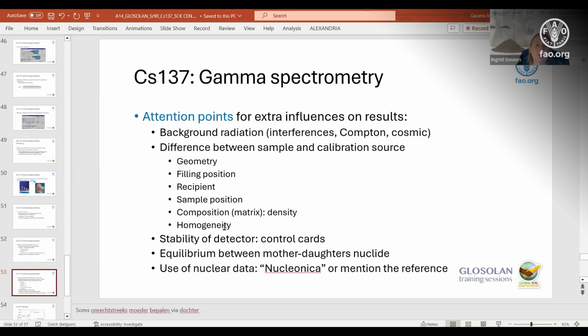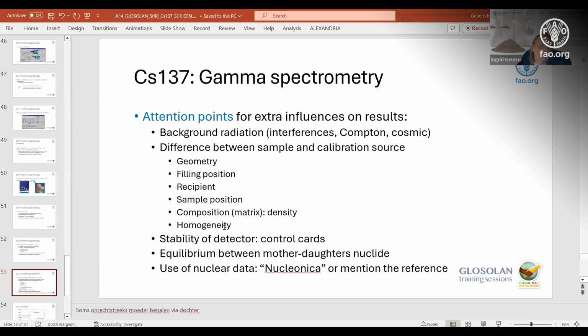The difference between sample and calibration source is important, so make sure that your calibration source is as close as possible to what your sample is. That means the geometry, the filling position even, so fill it in the same way, at the same position, in the recipient you're using, because that also has an influence. The sample position versus your detector, the composition: if you're not working with diluted liquid material, but concentrated material or even solid, be aware that your density has a big influence. And of course, the homogeneity.